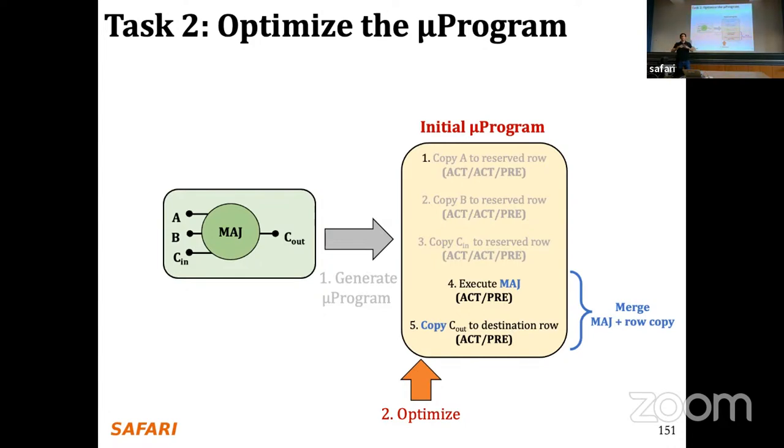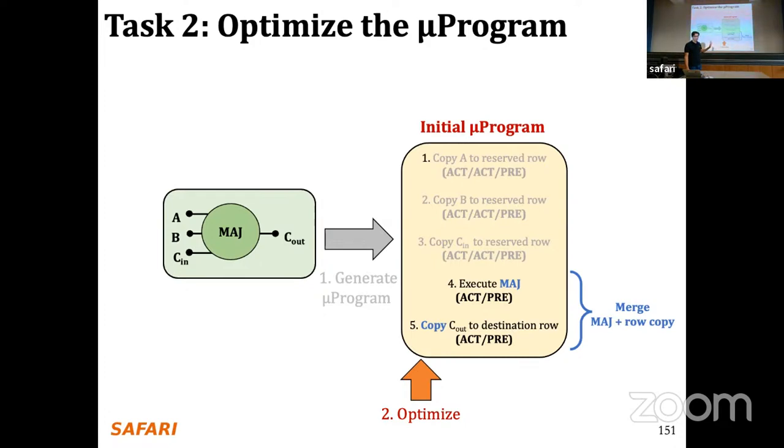But now remember how row clone works. You first activate the source row, you later activate the destination row. So in this merge operation, what you do is first activate the three rows and then activate the destination row. And this way, you'll have the majority result, not only in the three rows that you used for the majority operation, but also in the destination row that is activated with the second activate operation, right? So that's basically the idea.